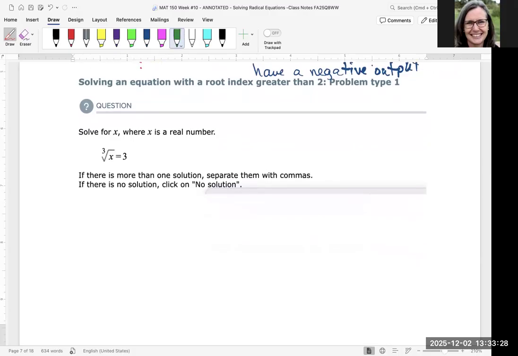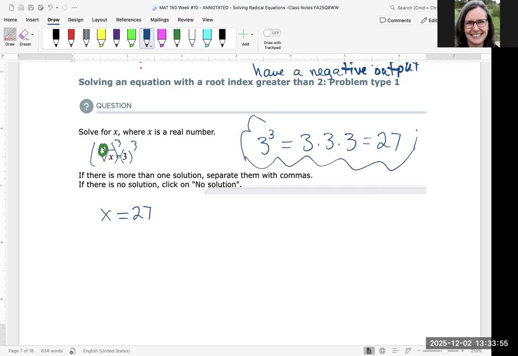All right, this one we've done before. This is our index of 3. It's blocking our goal, so I cube both sides. Notice I put parentheses around both sides. 3 times 3 times 3 is 27. Again, we don't multiply the base and the exponent. The exponent tells us how many times we multiply the base.